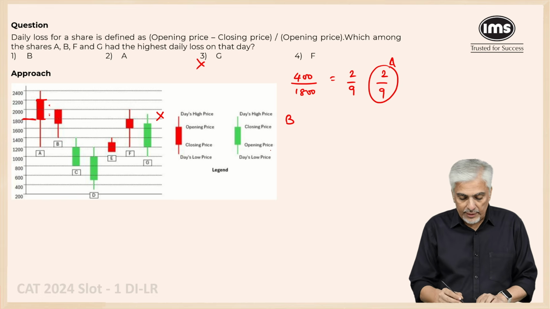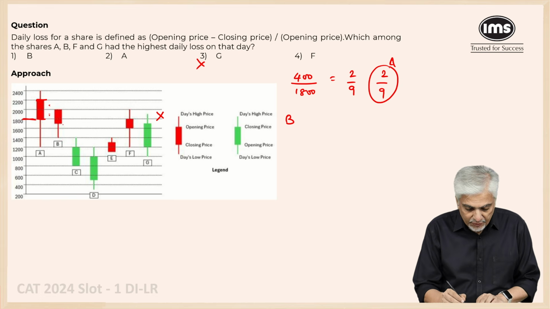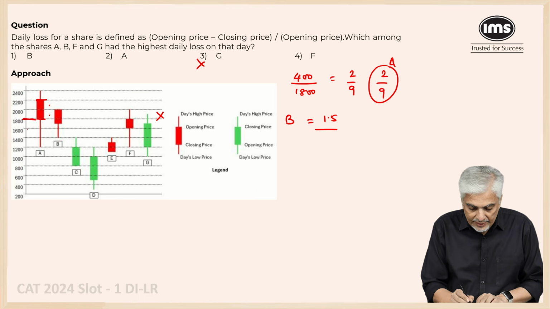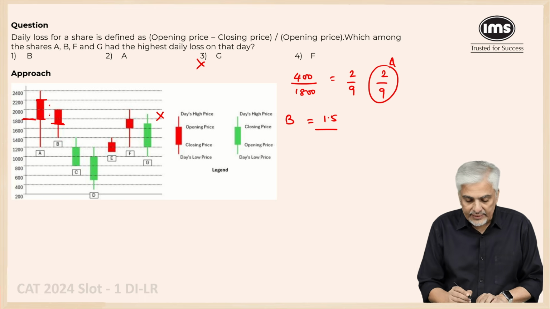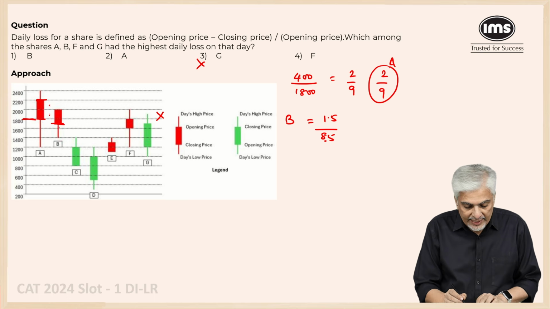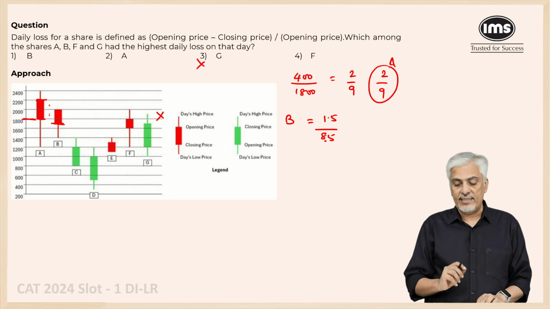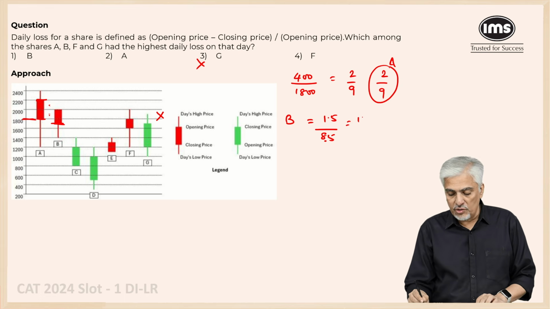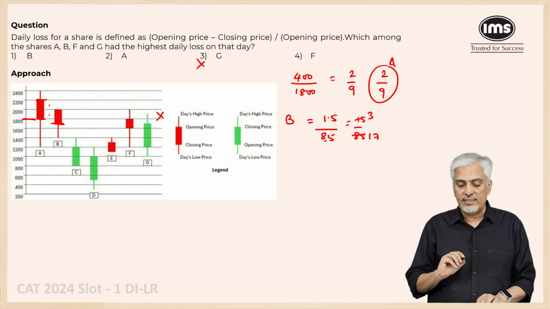Now let's do for B. B is 1.5 lines. Loss is 1.5 lines. Divide by 1700. 1700 is 8.5 lines, right? Let's just go through that once more properly. Yes, 1700 is 8.5 lines. So we have 1.5 upon 8.5, which is 15 upon 85. 5 3s are 15, 5 17s are 85. So second answer is 3 by 17.